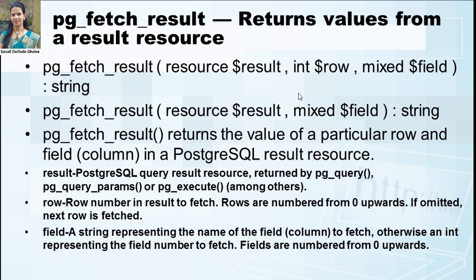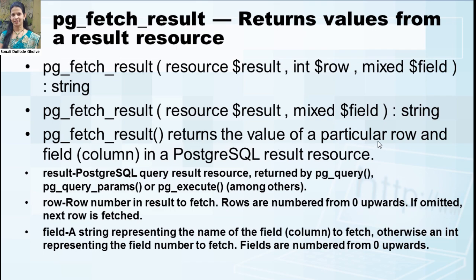pg_fetch_result, resource $result, int $row. You can specify the row. Next is $field, you can specify this argument. So pg_fetch_result, see here. Sometimes the syntax is resource $result, mixed $field. pg_fetch_result, in this way also you can use.